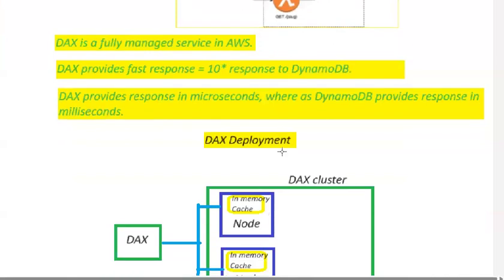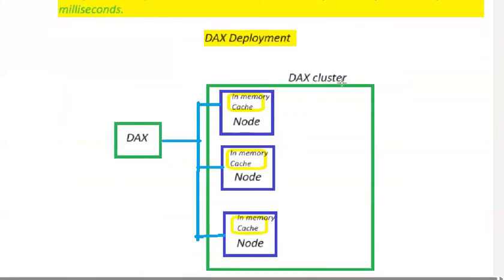Actually, under DAX, there is a cluster, the DAX cluster. In this DAX cluster, it will maintain multiple nodes, at least a minimum of 3 nodes. The first node we call the primary, and the rest are other nodes. Now in each node, it maintains an in-memory cache.